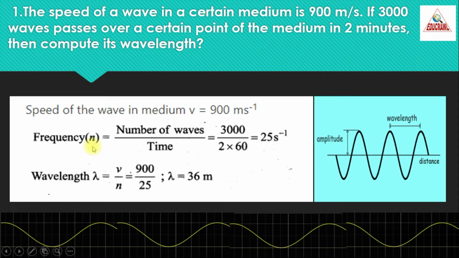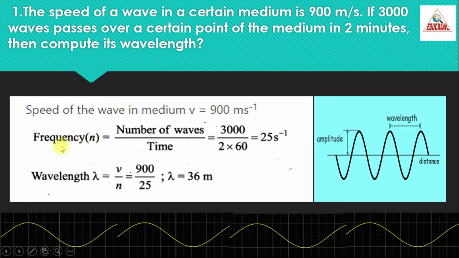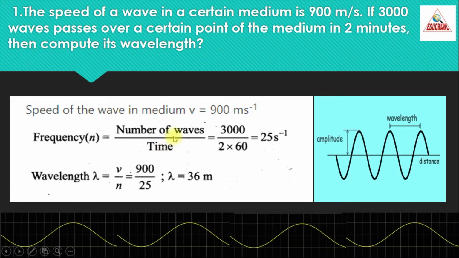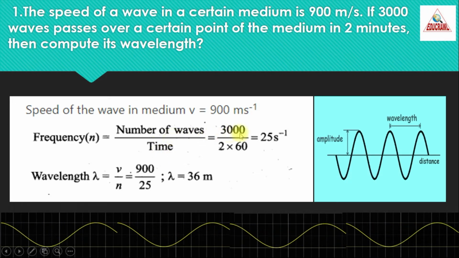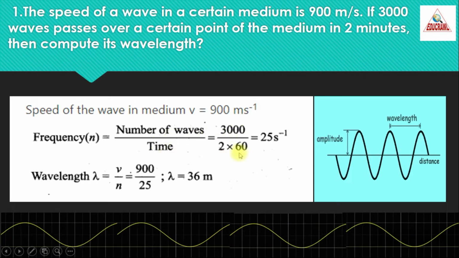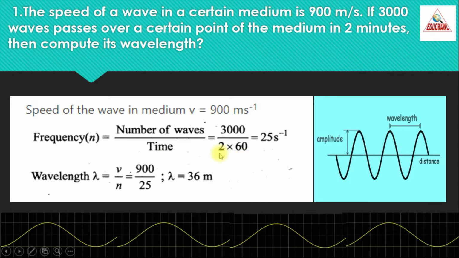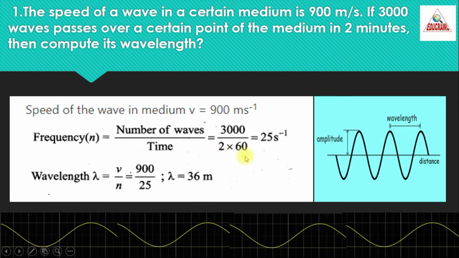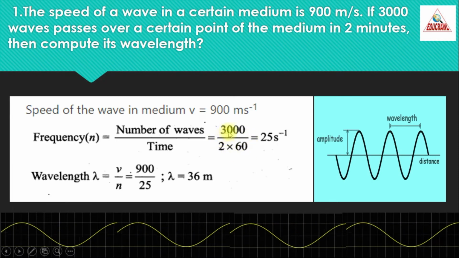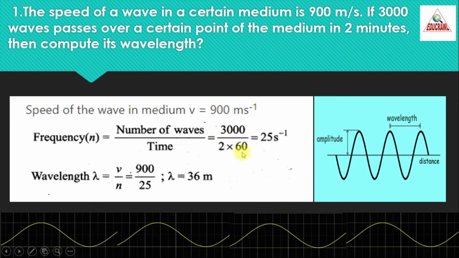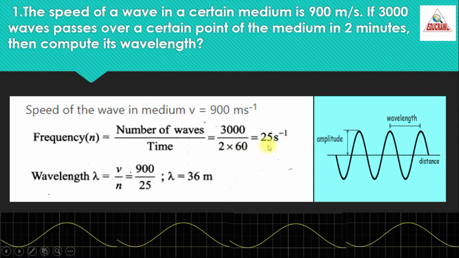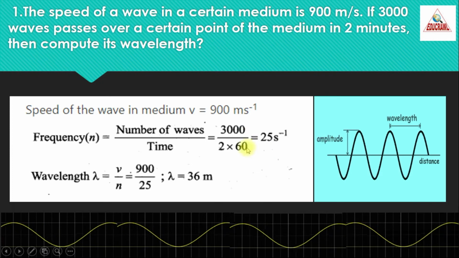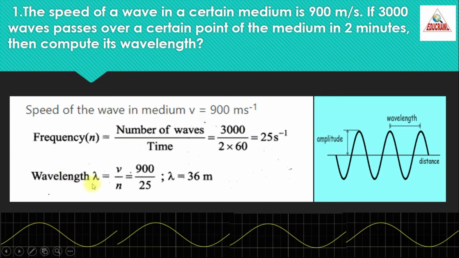So first let us find the frequency using the formula. Frequency is equal to number of waves divided by time. Substituting the number of waves as 3000 and time as 2 into 60. Here we have converted 2 minutes into seconds, so it is 2 into 60. Now dividing 3000 by 2 into 60, we get the answer as 25 second power minus 1. This is the frequency.